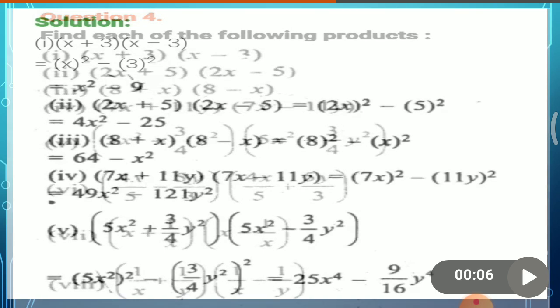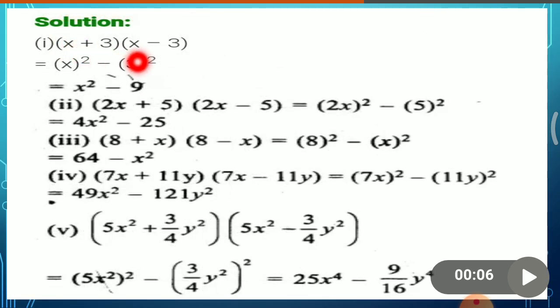The answer is here, x plus 3 and in another bracket x minus 3. At first, guys, you see the numbers are equal but the signs are unequal. So you know the formula. Before starting I told you a plus b and a minus b is equal to a square minus b square. So a square means x square, minus b square means minus 3 square. x square minus 3 3 is 9.